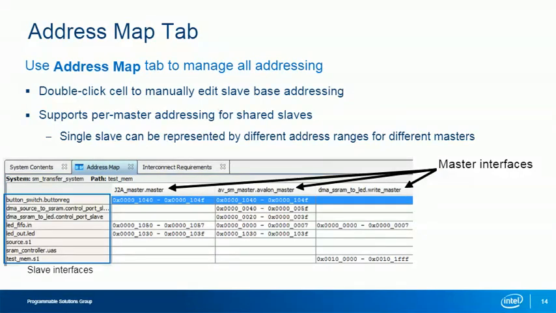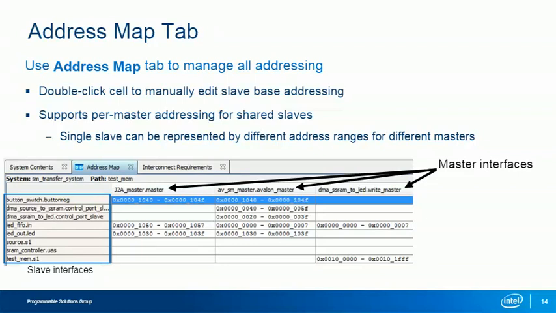Besides the base and end address columns on the System Contents tab, you can use the more detailed Address Map tab. The Address Map tab contains a complete table of all memory mapped device addresses, making it a little easier to configure the address mappings and address spans in the system, instead of using just the System Contents tab. On this tab, each column represents a memory mapped master interface, and each row represents a slave interface. If a particular slave is connected to a master, the cell representing their intersection is filled with the slave's address span as that master sees it.